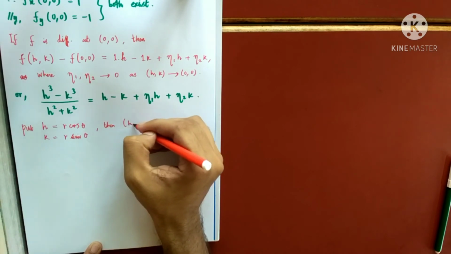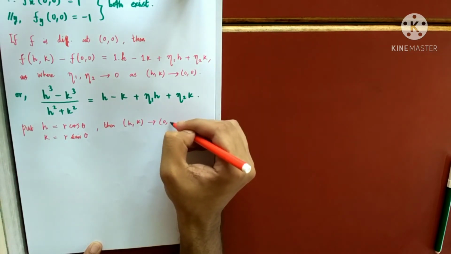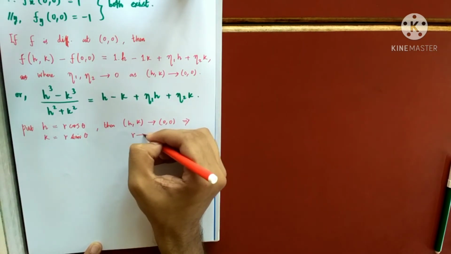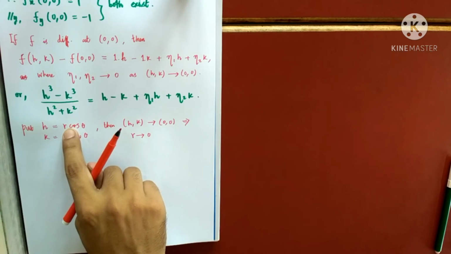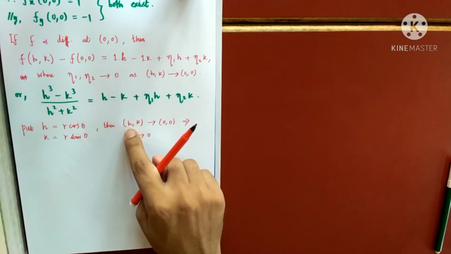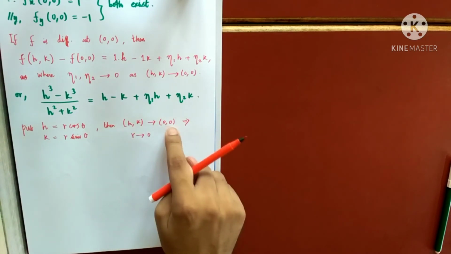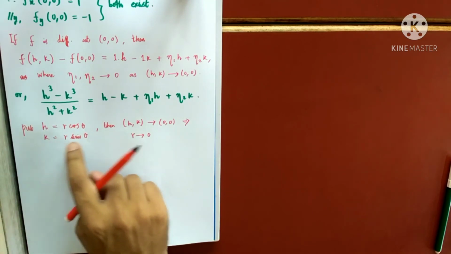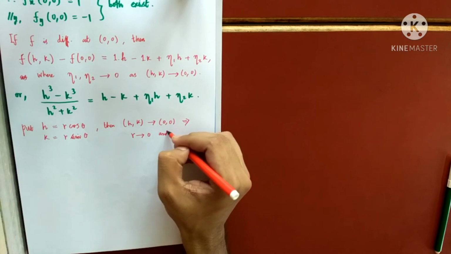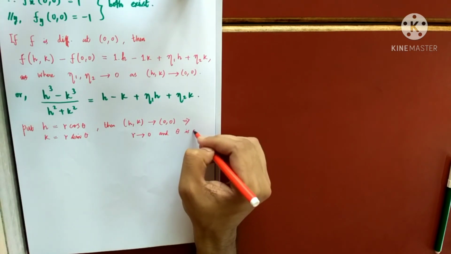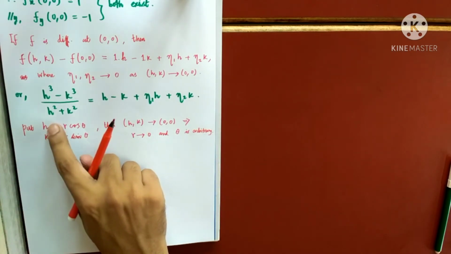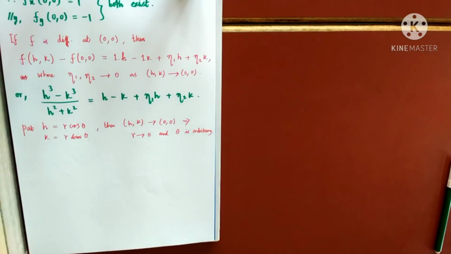I wanted h comma k tends to 0, 0. When will h comma k tend to 0, 0? When r tends to 0. You see, when r tends to 0, whatever theta be, h goes to 0 and k goes to 0. I am taking h in this form, k in this form. So this goes to 0, 0 when r goes to 0, and theta can be anything. Theta is arbitrary. Whatever theta you choose, if r tends to 0, h comma k will go to 0, 0. Did you understand my point?